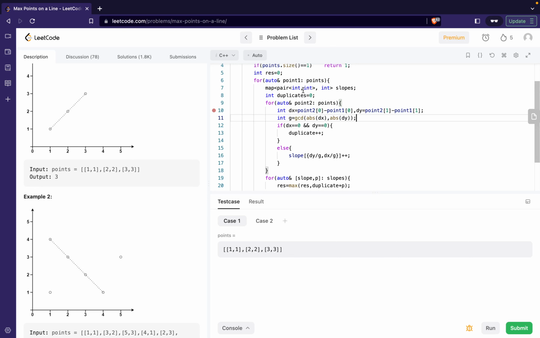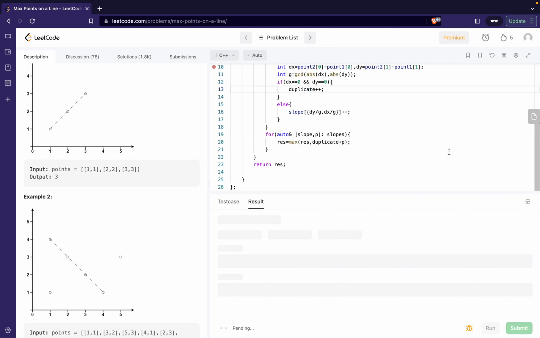The way we are calculating that is that when we are using int duplicate equal to 0, the outer loop and the inner loop would actually run for the same element. Let's say the outer loop contains the element at index i. The inner loop would run exactly once for the element at index i. At that time dx would be 0, dy would be 0, and we would be incrementing our duplicate. So our duplicate is going to get incremented when the outer and the inner loop are running for the same element. So yeah, that edge case is also covered.